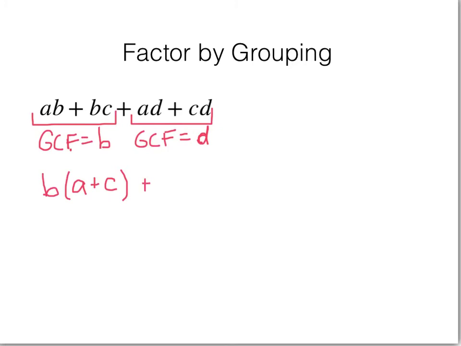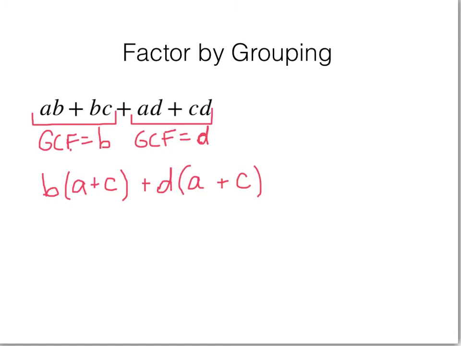What about the next one? If I divide out a D, what's left? AD divided by D is just A, and CD divided by D is just C. Well, that's an interesting pattern. Look, the insides are the same. Well, that's the key to factor by grouping. Those insides have to be the same.